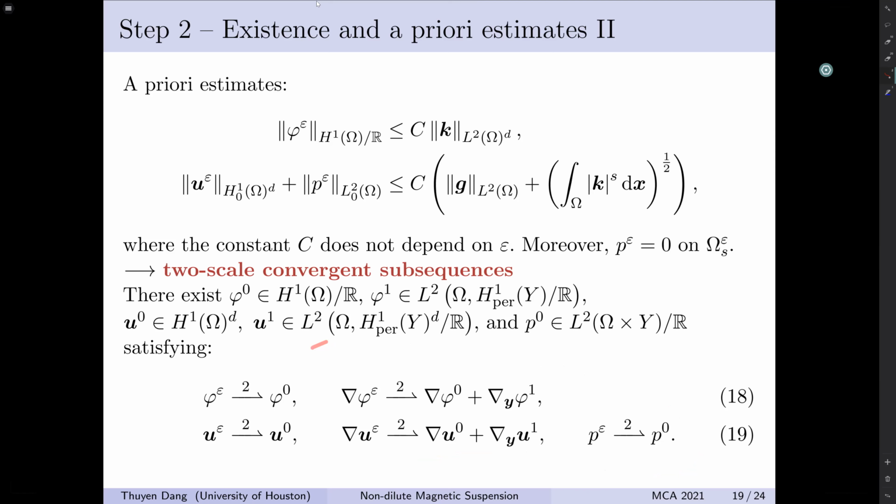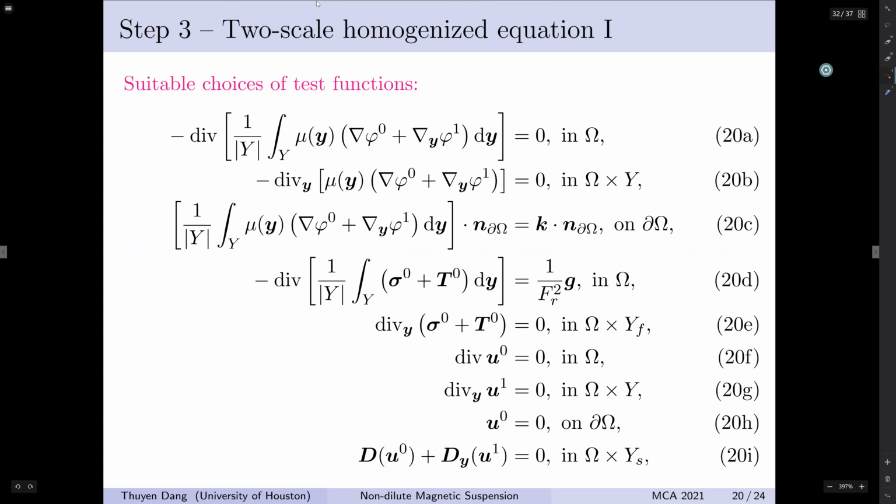Those convergences are the crucial part of our proof. If you choose suitable test functions for those convergences, then you will obtain the following two-scale problem. So the question is how can we pick the right test function? The right test function has to mimic the oscillation that we want to capture.